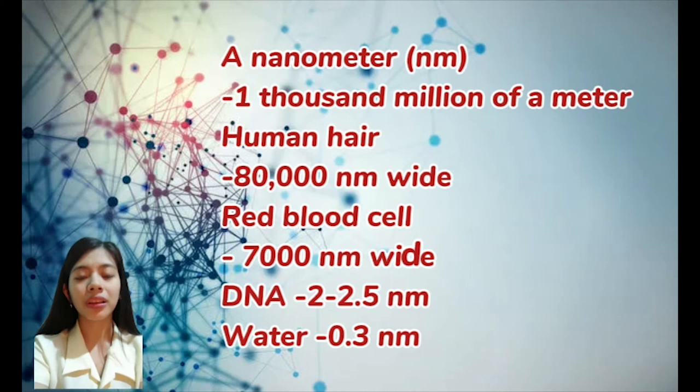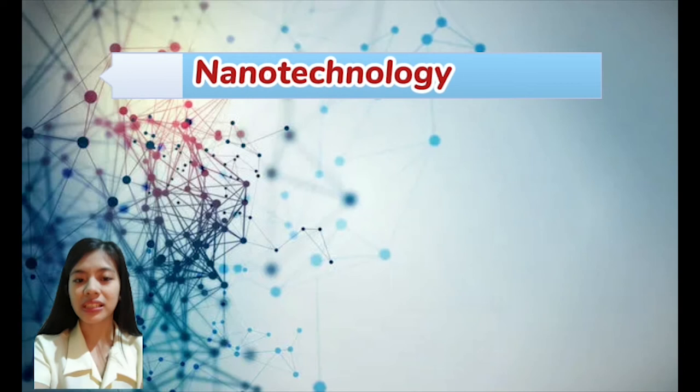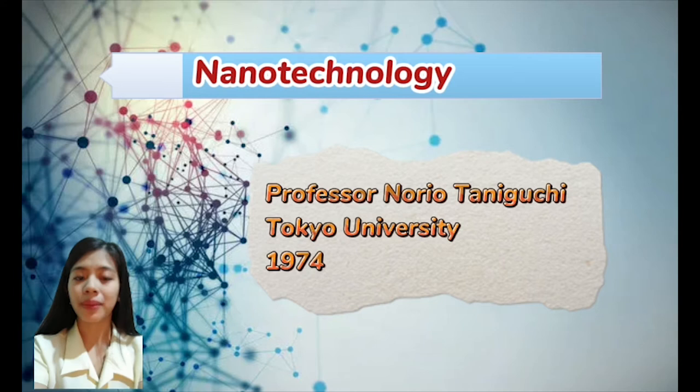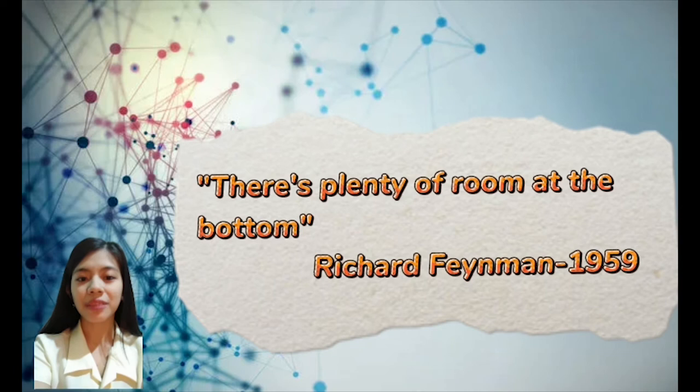The term nanotechnology was created by Norio Taniguchi, who was a professor in Tokyo University in the year 1974, to describe the precision manufacture of materials with nanometer tolerances. But its origins date back to Richard Feynman's 1959 talk, "There's Plenty of Room at the Bottom," in which he proposed the direct manipulation of individual atoms as a more favorable form of synthetic chemistry.